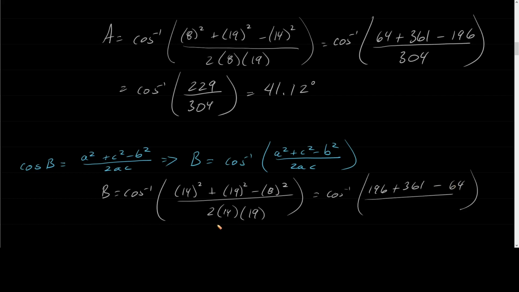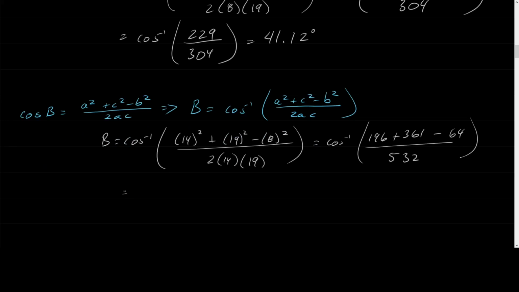That gives us 532. And now we've got cosine inverse of, well, 196 plus 361 minus 64 gives us 493. So 493 over 532. And if we take cosine inverse of 493 over 532, that would get us 22.08 approximately. So I'm rounding to just 2 decimal places with these answers, but that's what we have there.